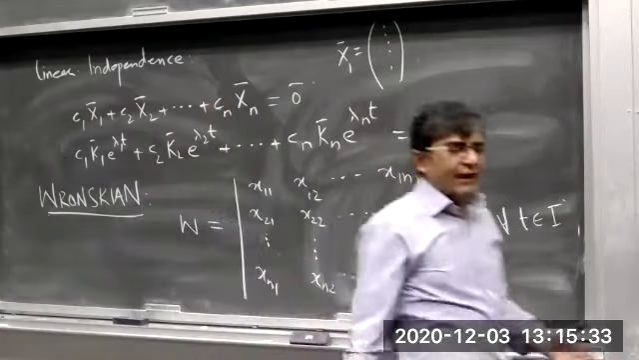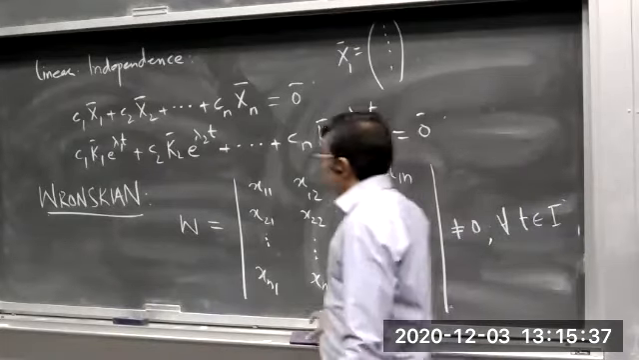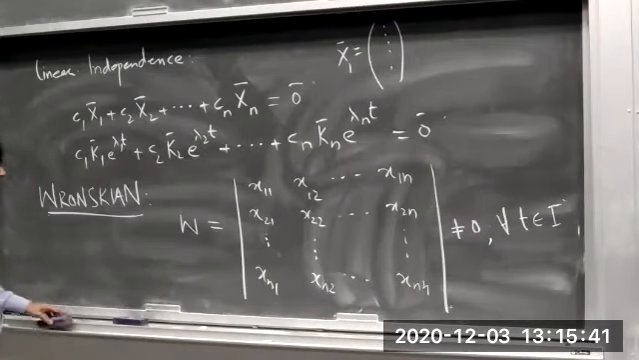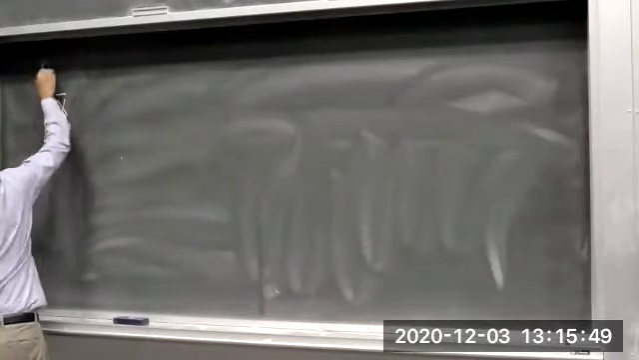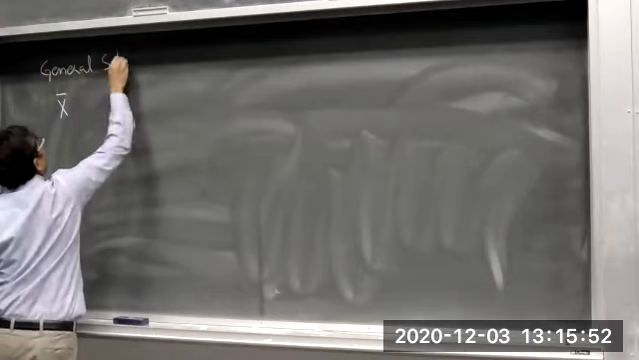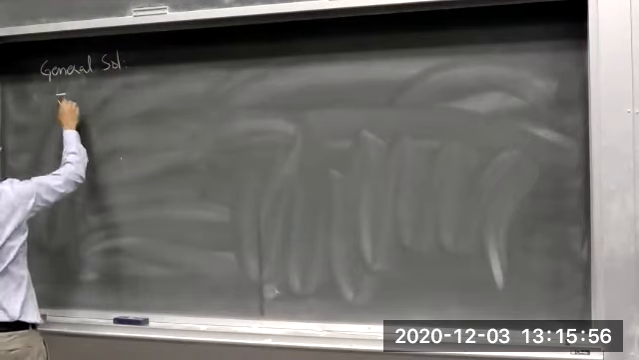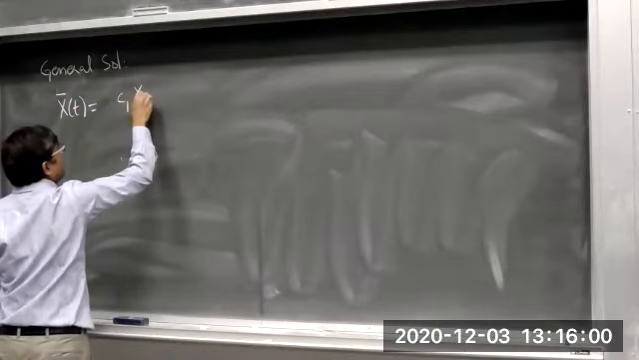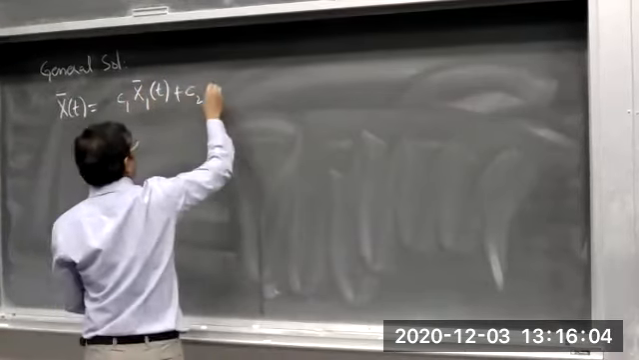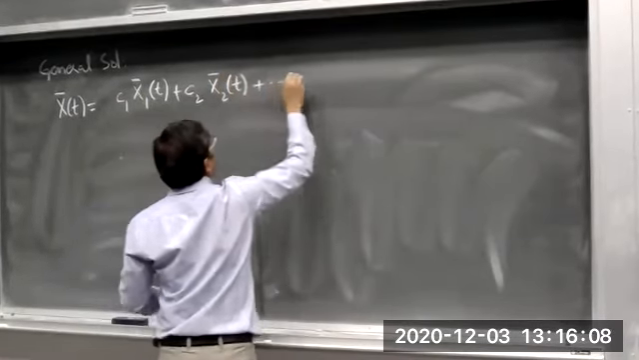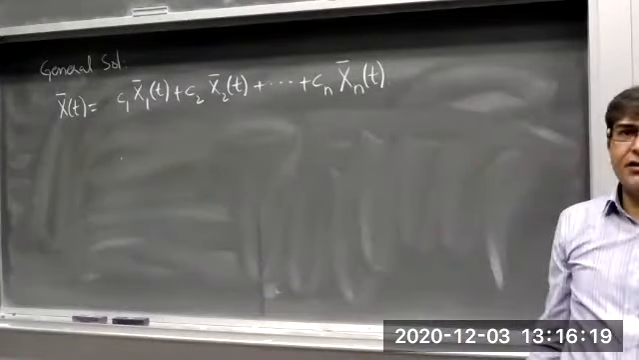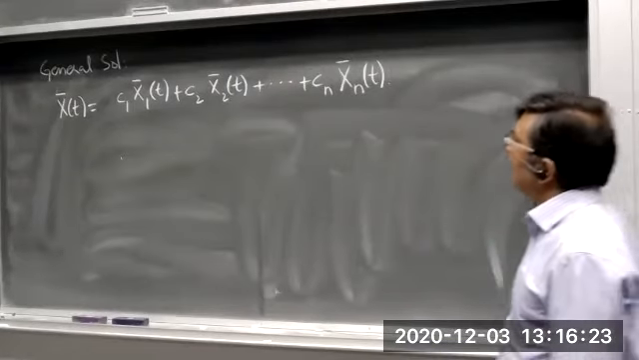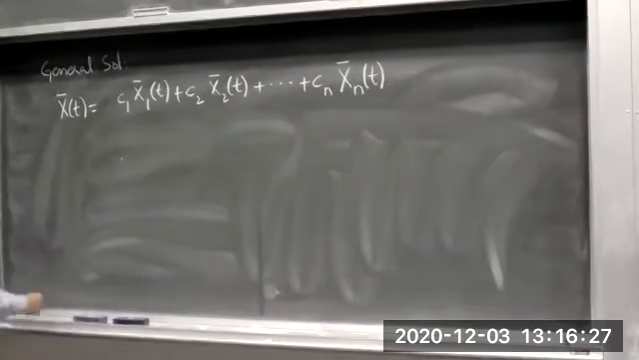If they are linearly independent, then we can write the general solution by using this principle of superposition. How can we write the solution? By using the principle of superposition, the general solution of the linear system of equations is x bar of t is equal to some constant of integration times x1 of t plus some other constant times x2 of t plus so on plus cn xn of t, where x1, x2, so on, xn are linearly independent solutions, and C1, C2, so on, Cn are constants of integration, the parameters of the solutions. This is what the principle of superposition is as well.